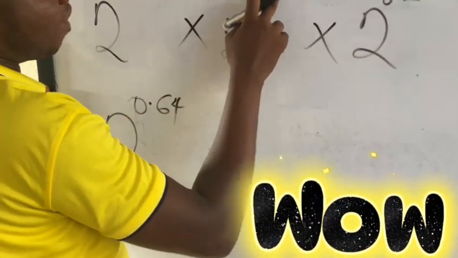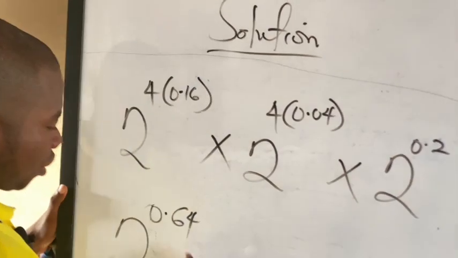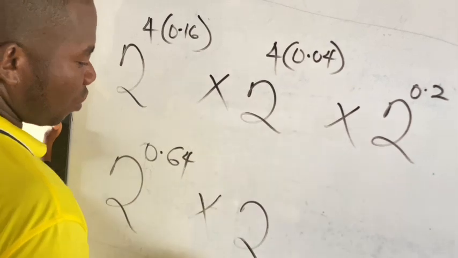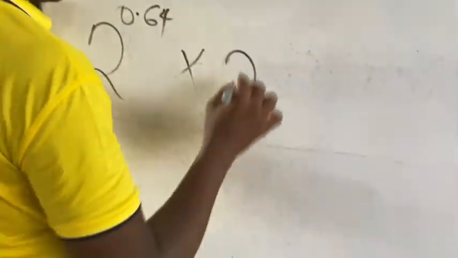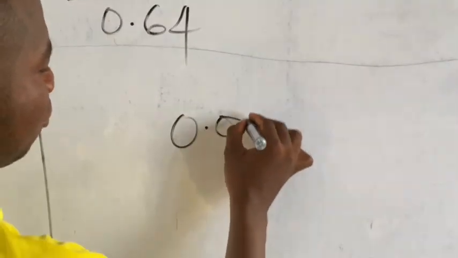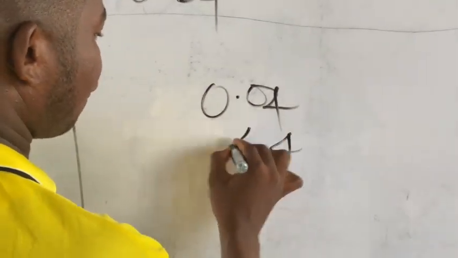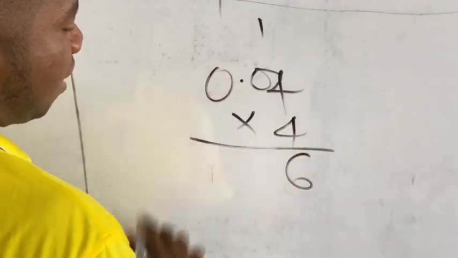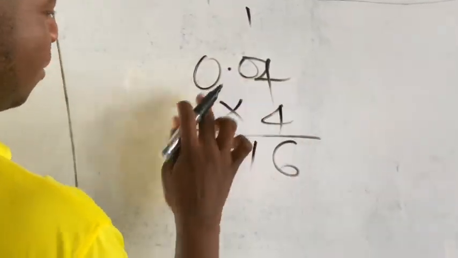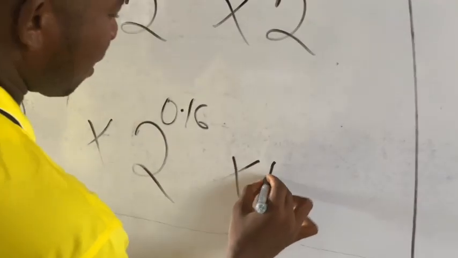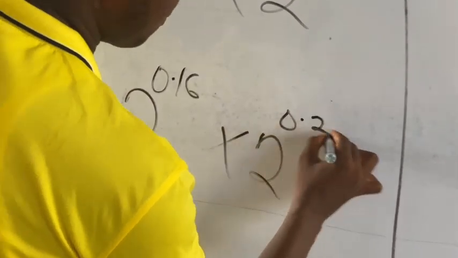So now 4 multiplied by 0.04 will give us 0.16. Okay, let's check it out. 0.04 multiplied by 4. 4 times 4, that is 16. Right, 6 carry 1. 4 times 0, 0 plus that 1, 1. 4 times 0, 0. That is 0.16. Then multiply by 2 raised to the power 0.2.